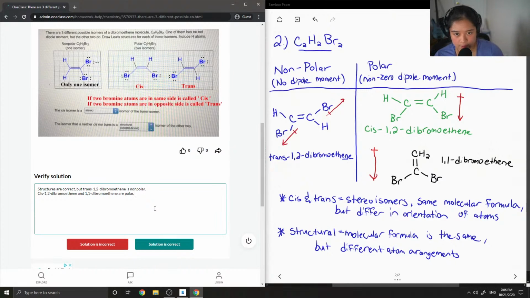Okay, so I said that their structures are correct, but the trans 1,2-dibromoethene is nonpolar. And then I said the cis 1,2-dibromoethene and 1,1-dibromoethene are polar.